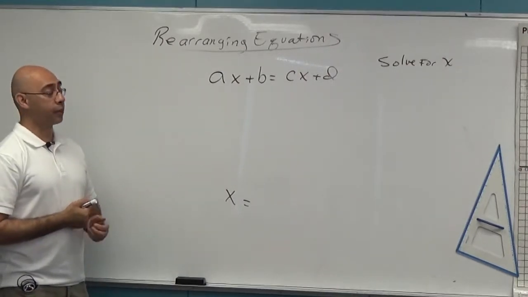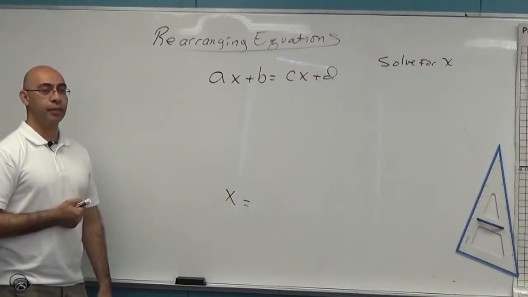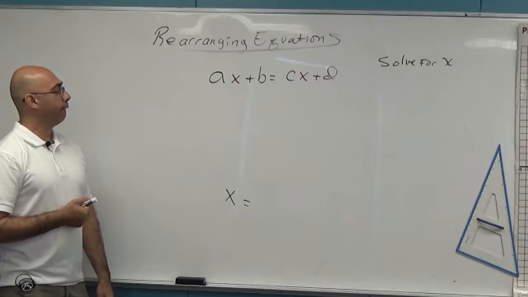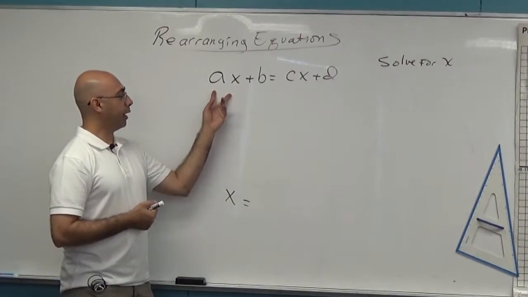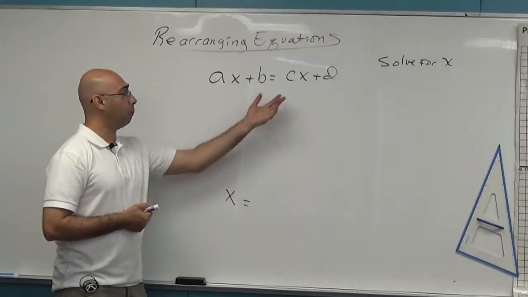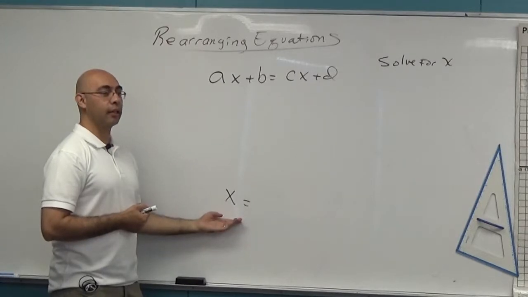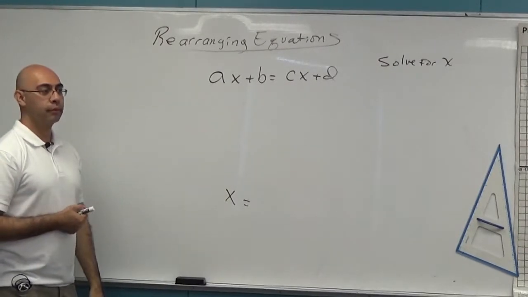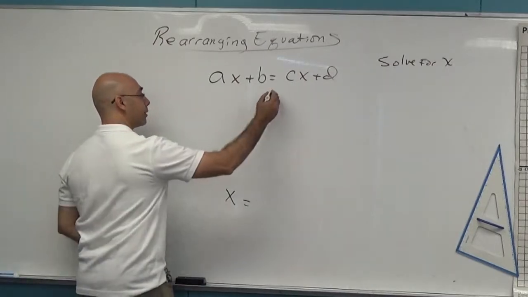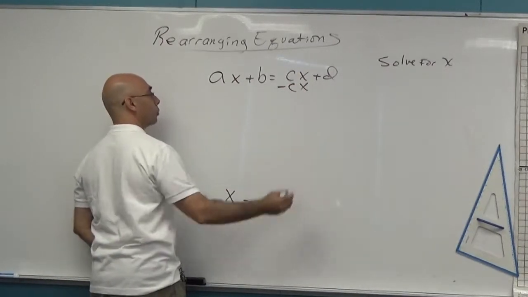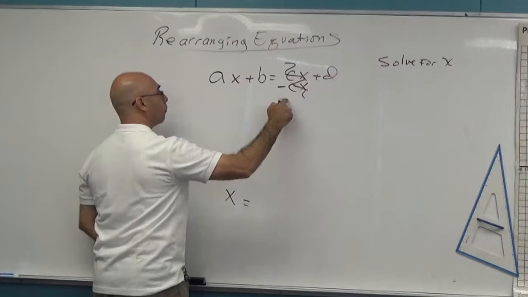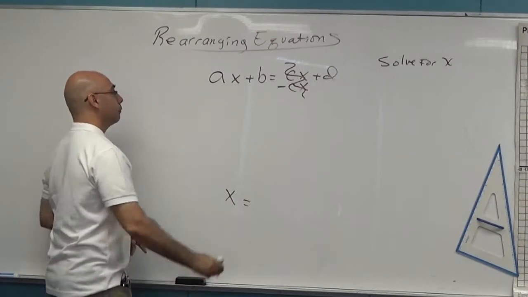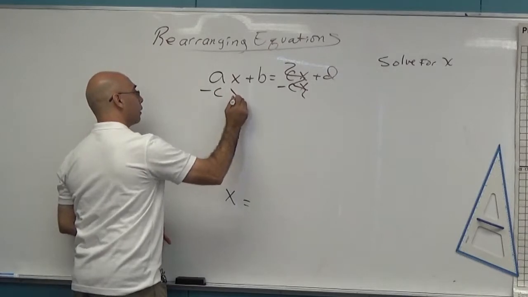So I'm going to ask you this. Are all the x's on one side of the equal sign? No. What do we have? An ax here and a cx there. But I want them all on one side. And let's say we want it on the left side. So I want to move this over here. How am I going to move that? I'm going to take away cx. So that goes away, doesn't it? But if I do that on that side, how do I keep it balanced? Do the same thing on this side.